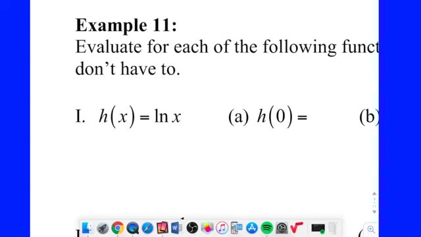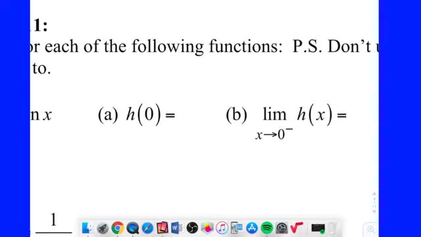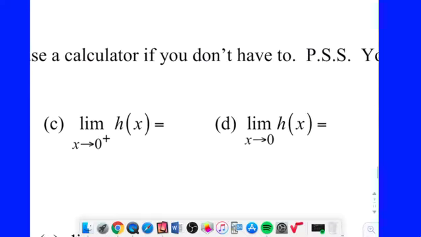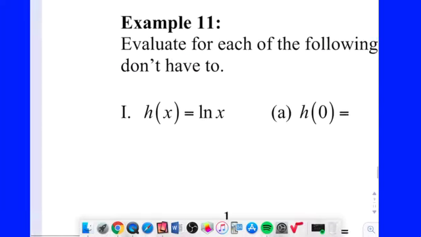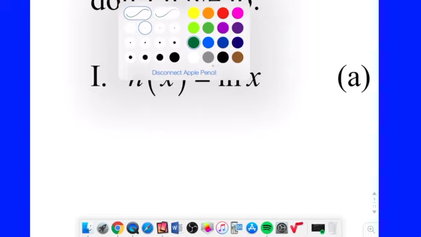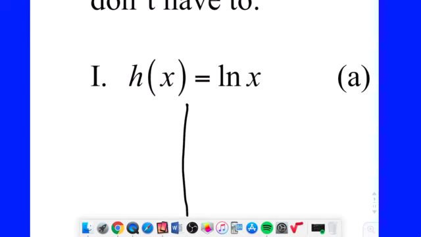This is working off either our knowledge of parent functions, still without a calculator, or some other clever trick that I'll show you all. It says evaluate for each of the following functions. P.S. Don't use a calculator if you don't have to. Okay. P.S.S. You don't have to. Okay. All right. h of x equals the natural log of x. Okay, so again, review your catalog of parent functions from my website if you're not sure.